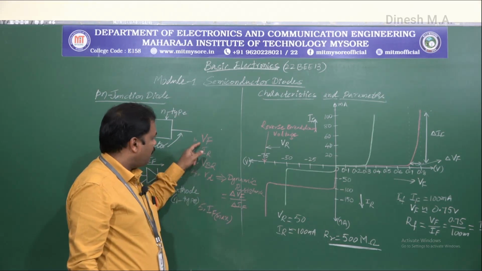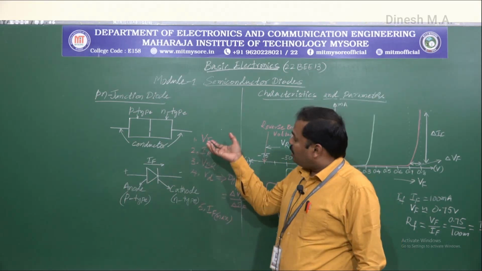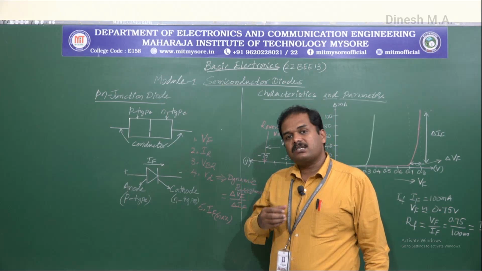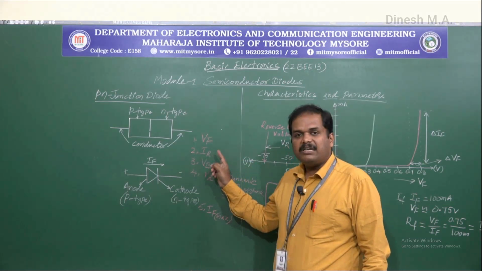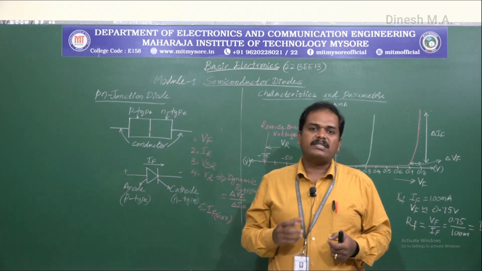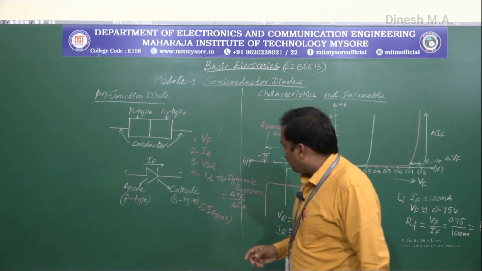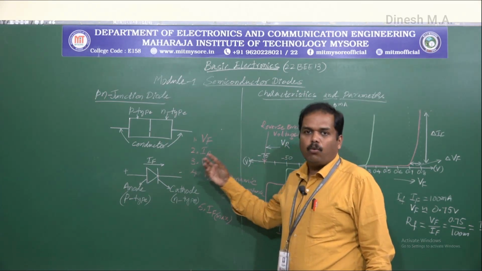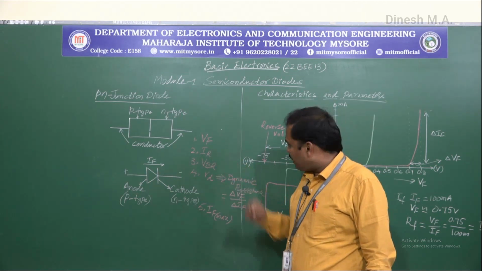Let me repeat this. Number 1 is VF, that is forward voltage drop. So the voltage, the positive voltage at which the forward current starts increasing. So that is the first parameter. Second parameter is IR, that is reverse saturation current. When a diode is reverse biased, what is the amount of current that is flowing through the junction? And third one is VBR, that is reverse breakdown voltage, the negative voltage at which the junction breaks down.